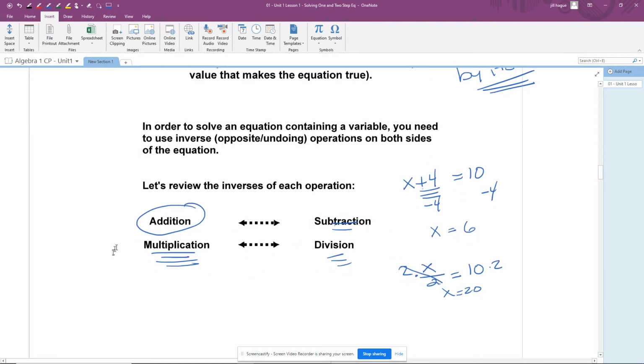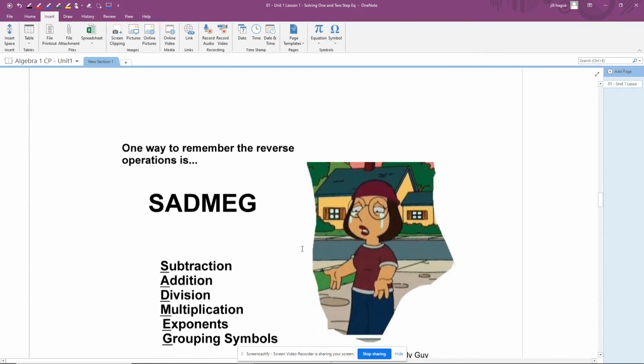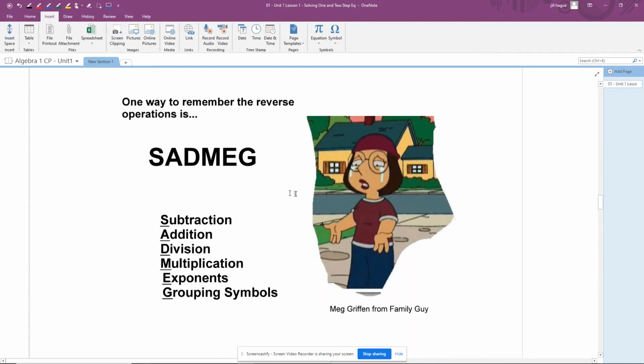How do you undo each thing? If you have addition, you use subtraction on both sides. If you have subtraction, you use addition on both sides. If you have division, you do multiplication on both sides. And if you have multiplication, you would divide both sides. All right, let's keep going. Take a look at what it looks like. Okay, so reverse operations.